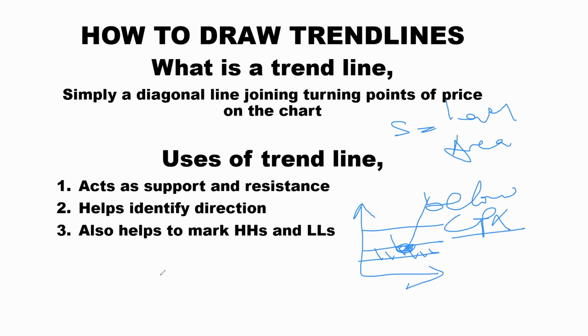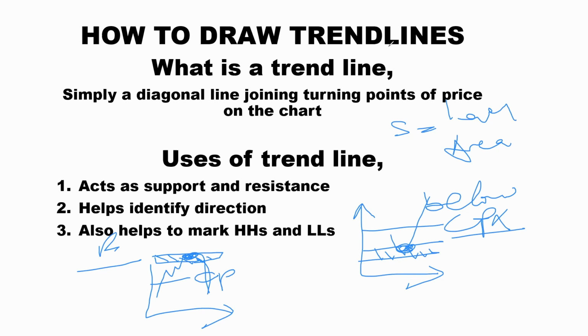Then resistance. What is resistance? Resistance is an area above current price where we expect sellers to come into the market. If this is your current price, and the area where we expect sellers to come into the market is here, this is what we call resistance, because in this area is where we expect sellers to come into the market.